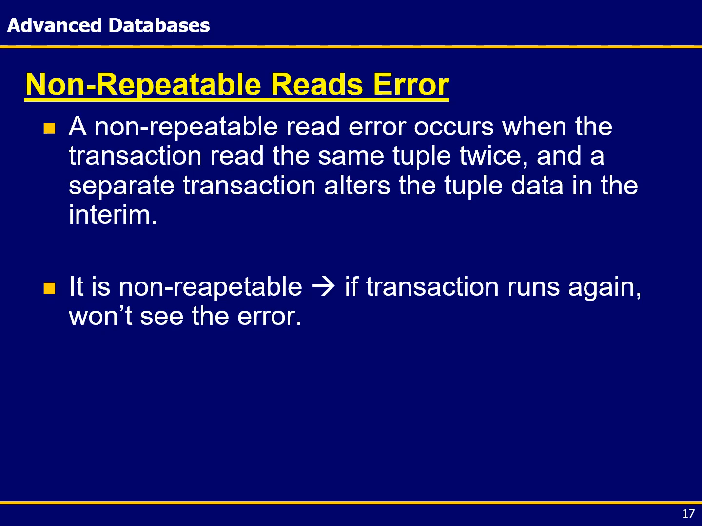Now, again, to summarize, a non-repeatable read error occurs when the transaction reads the same tuple twice and a separate transaction altered the tuple data in the interim. It's non-repeatable. If the transaction runs again, you won't see this error. You won't see the number that was produced as the max in the previous slide.